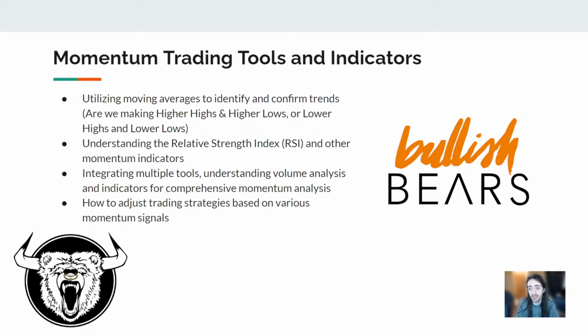So momentum trading tools and indicators, utilizing moving averages to identify and confirm trends is super, super important. So we could use maybe the 9 EMA and the 21 EMA, or if we wanted a little tighter, we could do the 8 EMA and the 20 EMA. And once the stock starts chopping in between those, we know, okay, the stock is pretty weak right now. I'm going to wait for the stock to push up, and I'm going to wait for the indicators to push up with it. So that could help us if we have trouble reading price action.